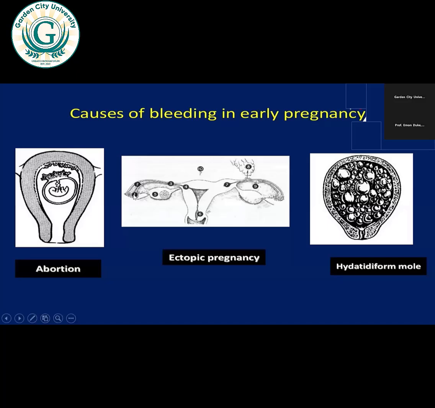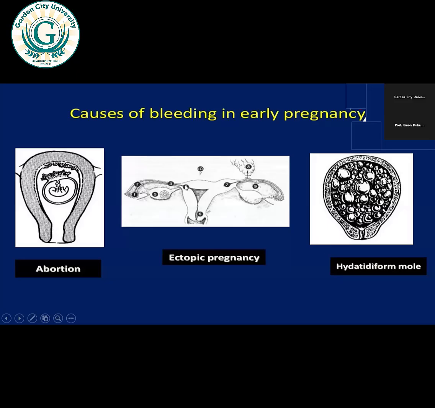Ectopic pregnancy could be seen in the fimbriated area, in the ampulla of the fallopian tube, or you could have it in the isthmus. The ampulla is the widest part. The fimbriated area is the finger-like structure. And then the isthmus is the most narrow part.